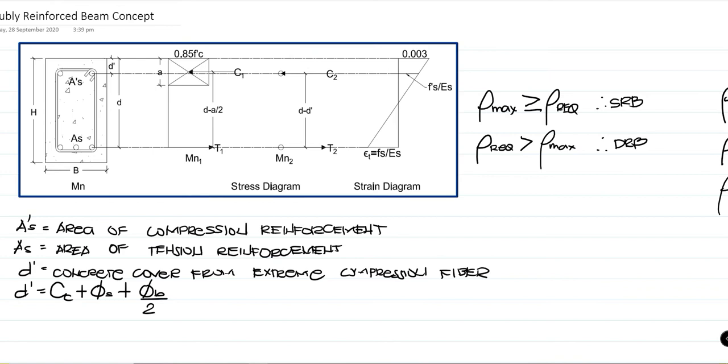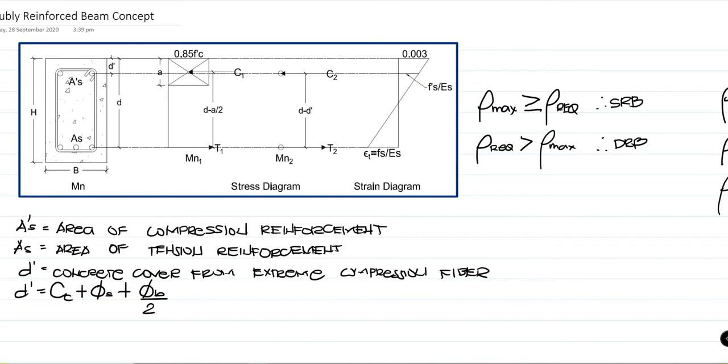Tapos, tignan natin yung strain diagram niya. Sa strain diagram niya, syempre, from the code, sabi natin, there's the maximum concrete strain which is 0.003. Nandito pa rin yung E sub T natin or it represents also the value of the epsilon S kasi nga single layer beam lang siya. So, meron pa rin tayong epsilon S and epsilon T. Then ngayon, ang nadagdag dito is yung F prime S over ES or the strain for our compression reinforcement.